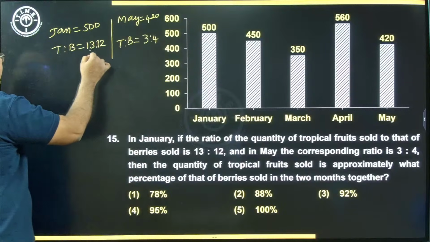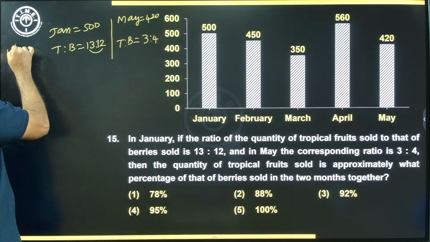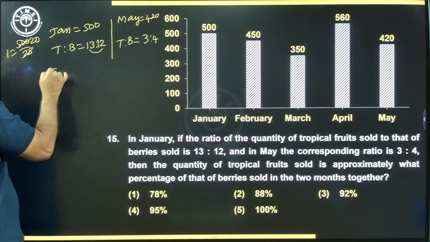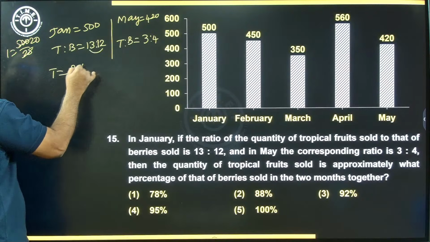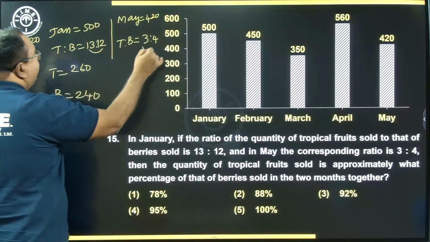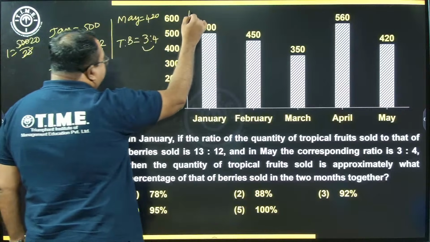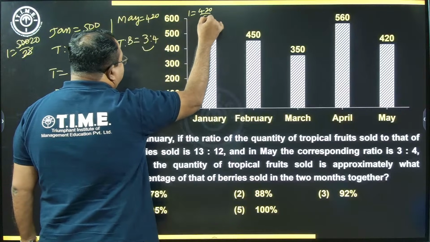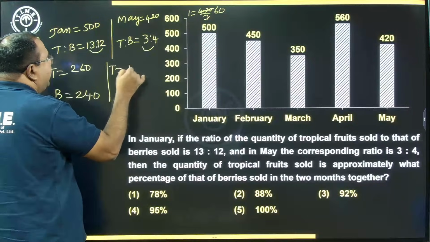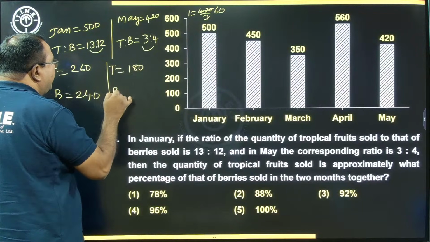Simple. Total parts 25. So each part will be 500 by 25, 20. So tropical fruits 13 into 20, 260. Berries 12 into 20, 240. Here 7 parts, 420. Each part will be 420 by 7, 60. So tropical fruits will be 60 into 3, 180. 60 into 4, berries 240.